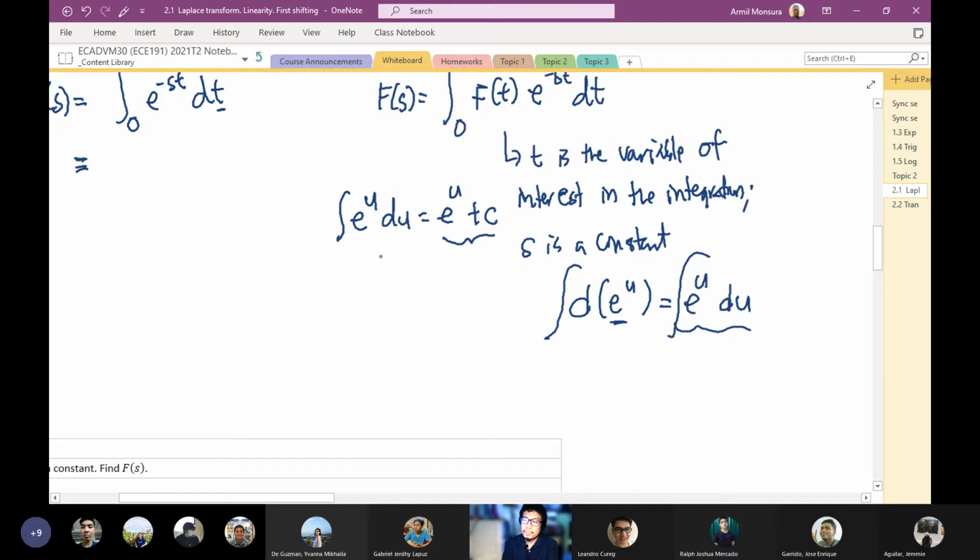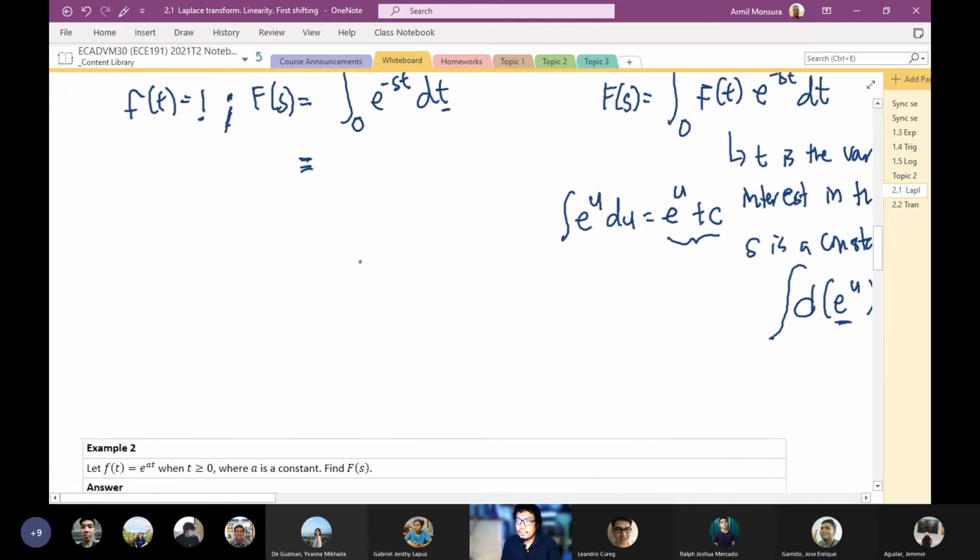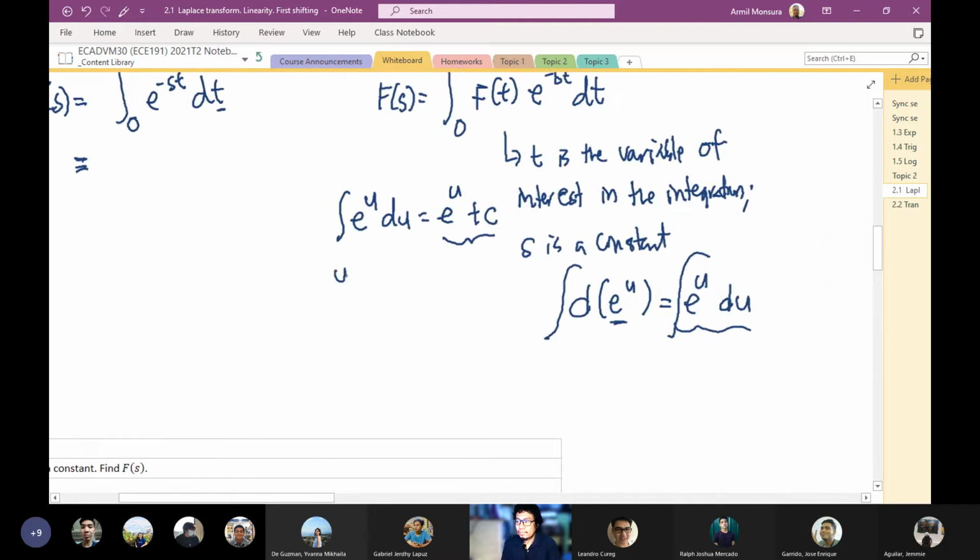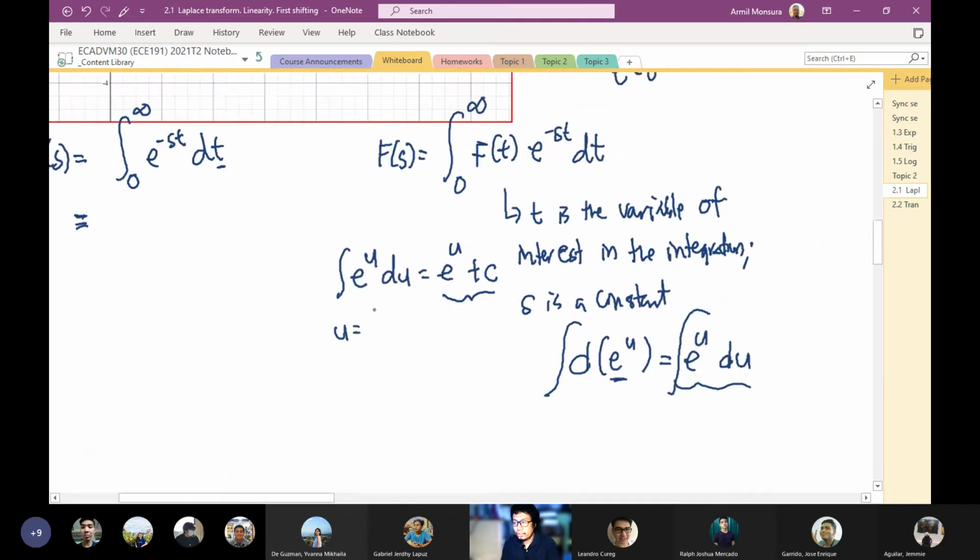Okay? So, ngayon, in this case, your u is what? In this integral, yung u is negative st. So therefore, what is du? Ano yung derivative ngayon nito?